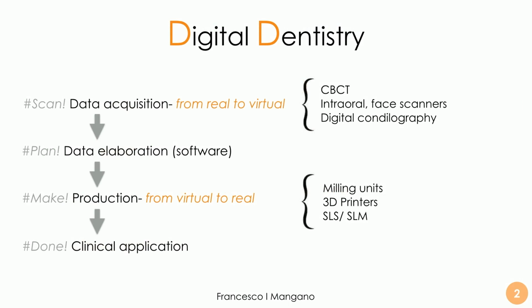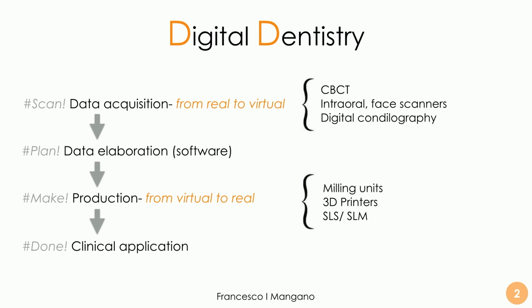Let's talk a little bit about digital dentistry. Let's introduce it. We have a scan phase with the data acquisition from real to virtual. Then we collect during this phase information about bone with cone beam computed tomography, about the soft tissues and the teeth with the intraoral scanner, about the face with the face scanner, and we can also capture the motion of the mandible with a digital condylography machine like Mojo, for example. We have talked about it in a previous video. After we have all this set of files, then we can elaborate our plan.